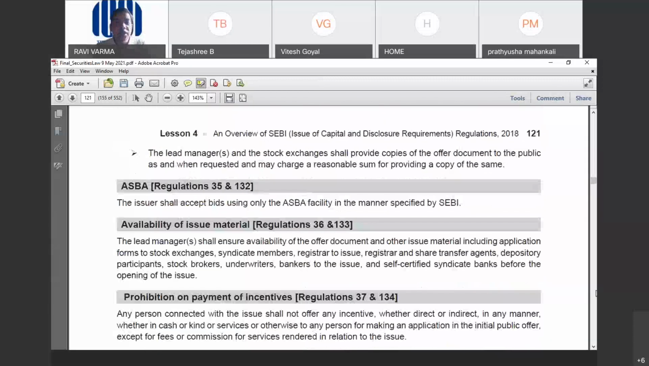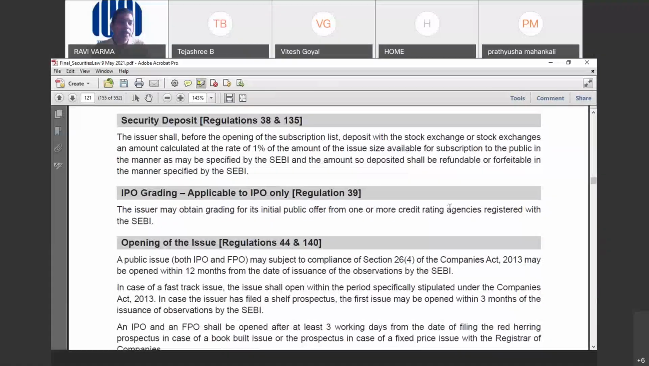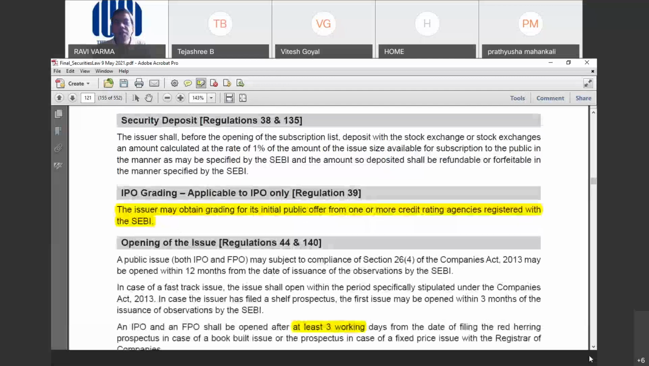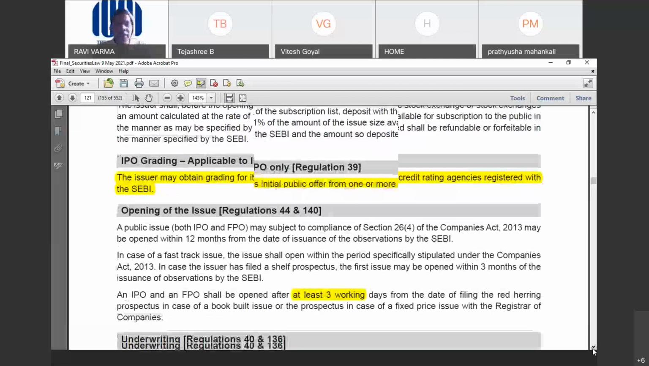Right? Now, on page number 121, you will find IPO grid and the opening. The opening shall be, for the third para, that it should be 3 working days and the window period, sorry, I'll go back to the page. The window period should be 8 to 10 working days.